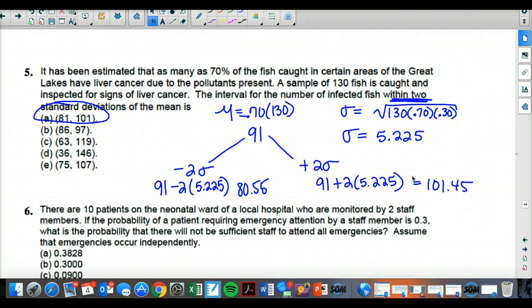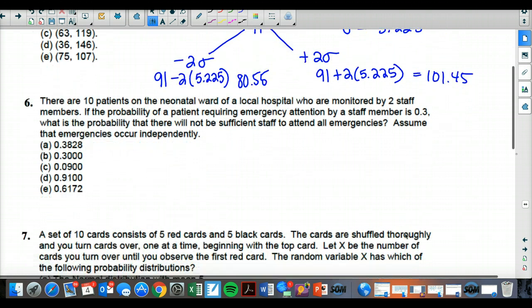Now, I'm going to tell y'all that's a really good question because you have to be careful. Anytime we talk about standard deviations, your gut tries to go to a normal curve. Not everything involving standard deviations is a normal curve. It's just a distribution. Every distribution can have a mean and have standard deviations. All right, number 6, go for it.